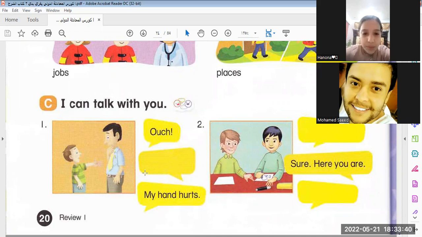Let's practice the pictures. Picture number one. Ouch. What's wrong? My hand hurts. Are you okay? I think so. Thank you, Hannah.